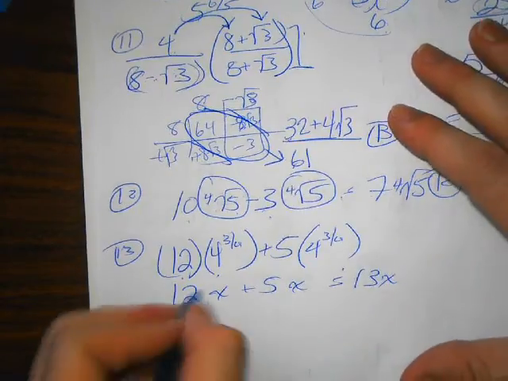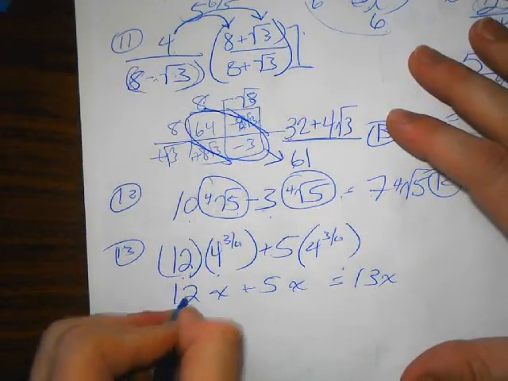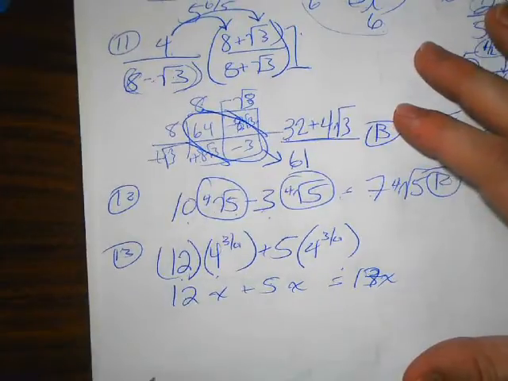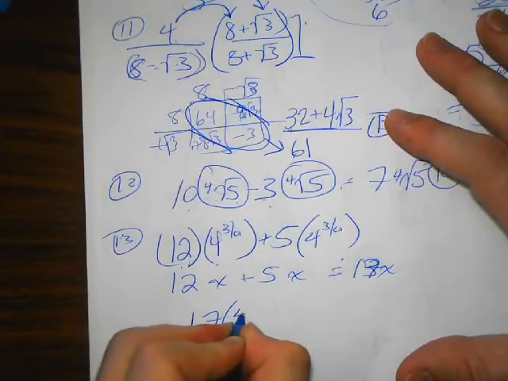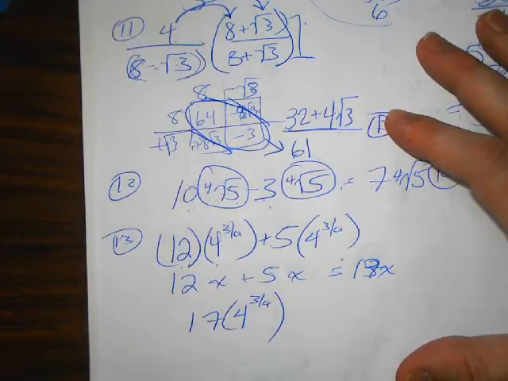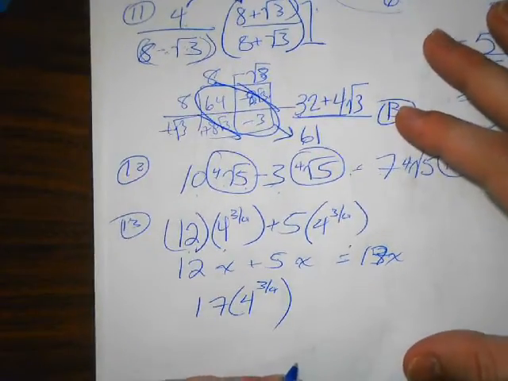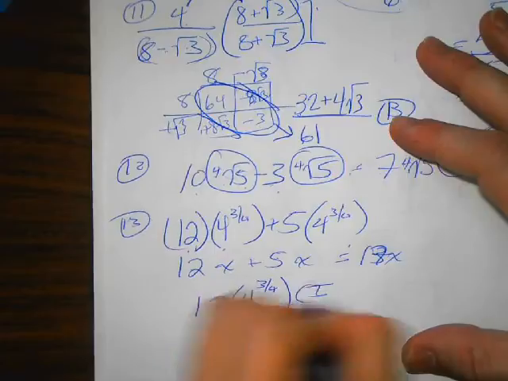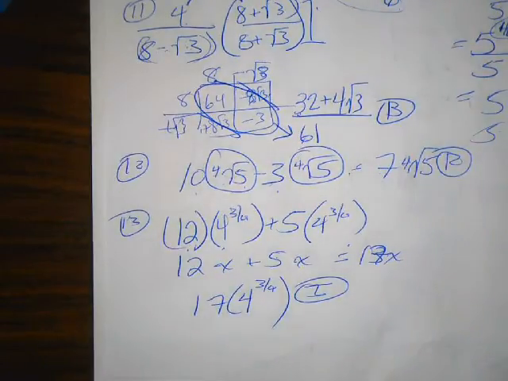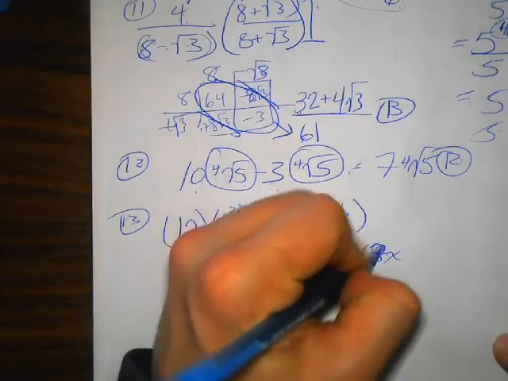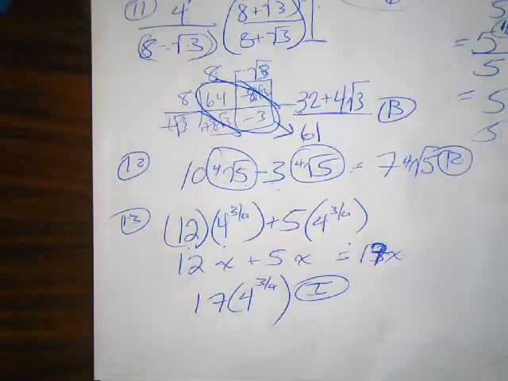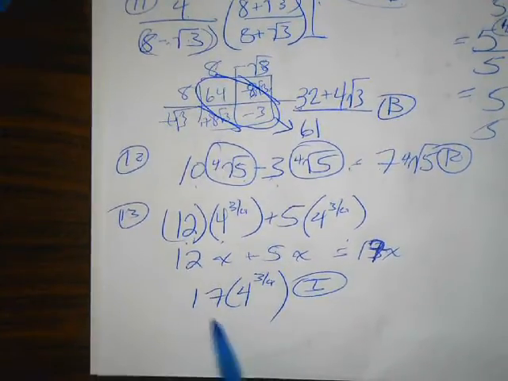We should be able to say 12 and 5, and we get 17 times 4 to the 3/4 power. And for that one, you're going to be looking at I. Yeah, 12 plus 5 is 17, not 13. And so that's how your final answer will be written.